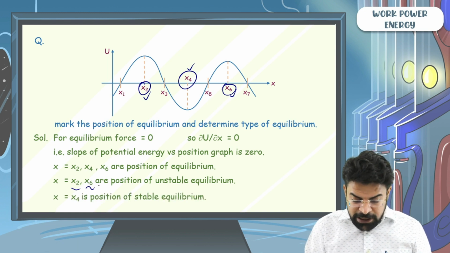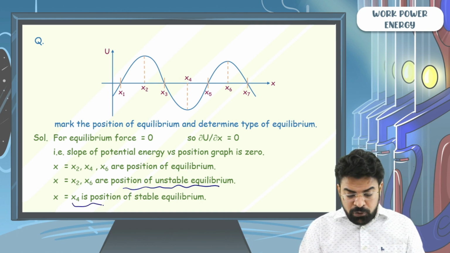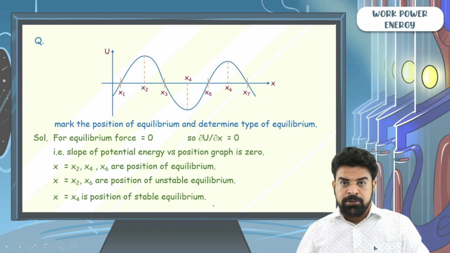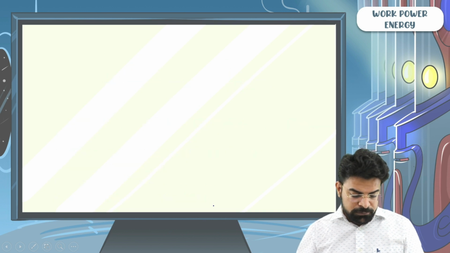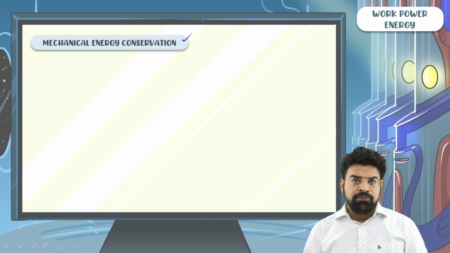So x2 and x6 are positions of unstable equilibrium, while x4 is the position of stable equilibrium. Easy? Let's move on. So, mechanical energy conservation.